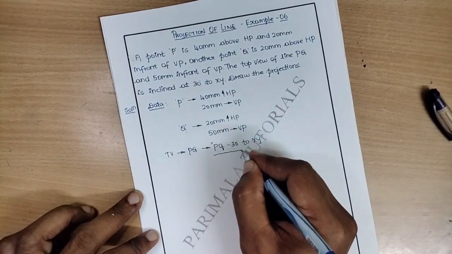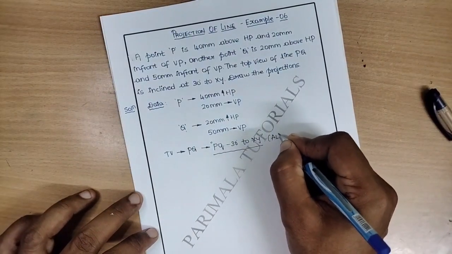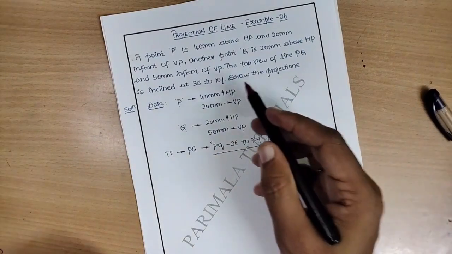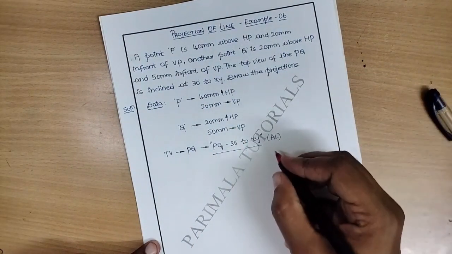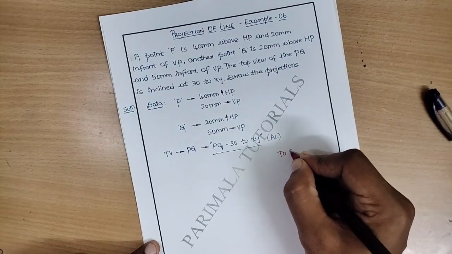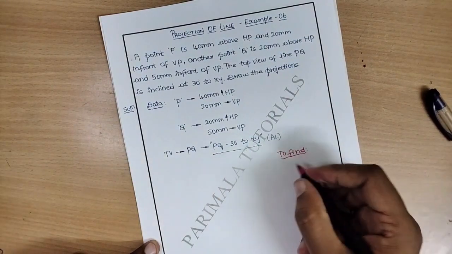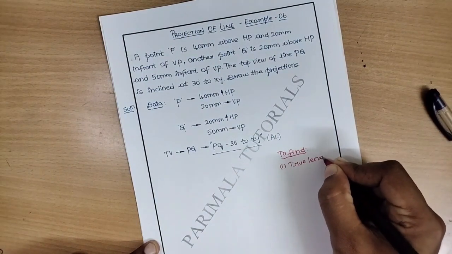So this is one of the important data. That means this is the apparent length. So what are we supposed to find out? Actually they have not asked to find out anything. The question is worded as draw the projection. But it is understood that if they have given the apparent length, the first thing we are supposed to find out is the true length value.